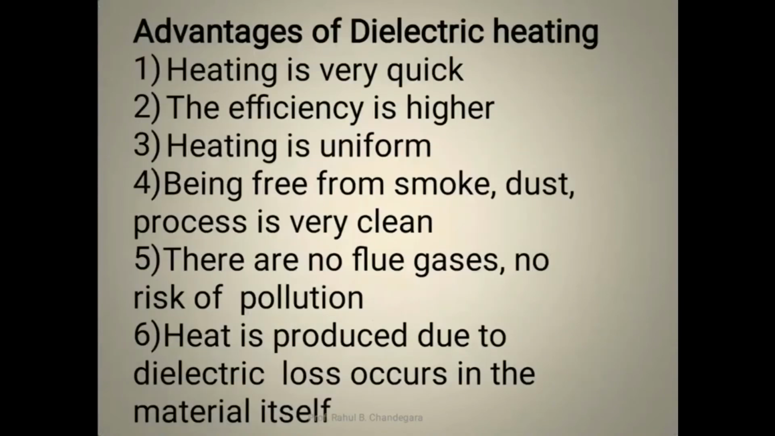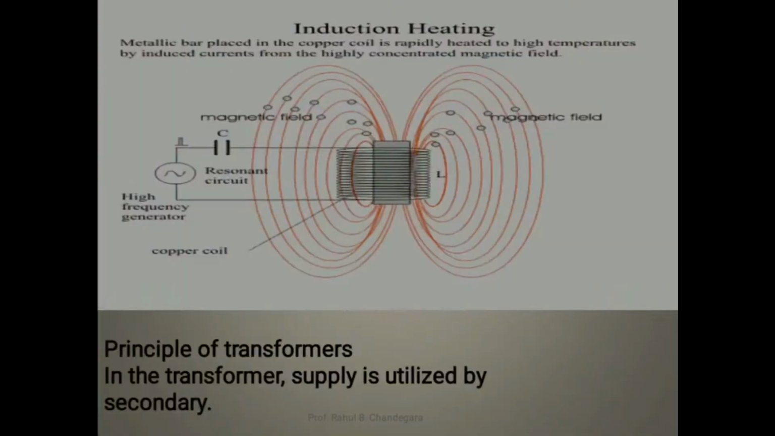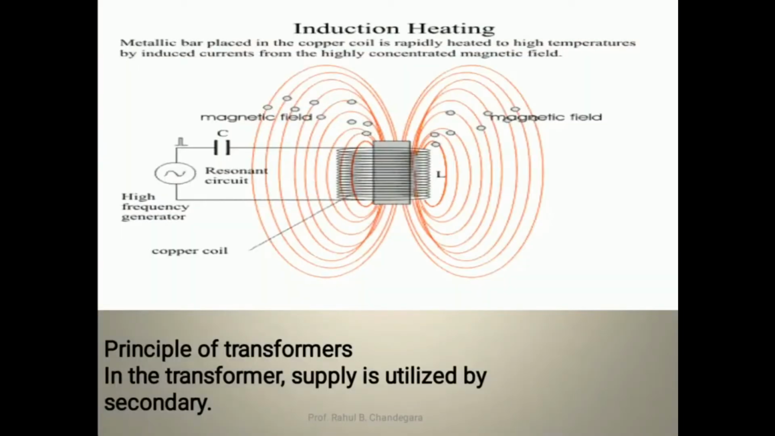Now the next topic is another high frequency heating method, induction heating. In induction heating there are two types: core type induction heating and coreless induction heating. A metallic bar placed in a copper coil is rapidly heated to a high temperature by induced current from the highly concentrated magnetic field. This works on the principle of a transformer.